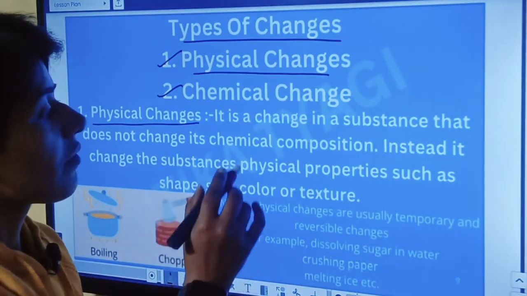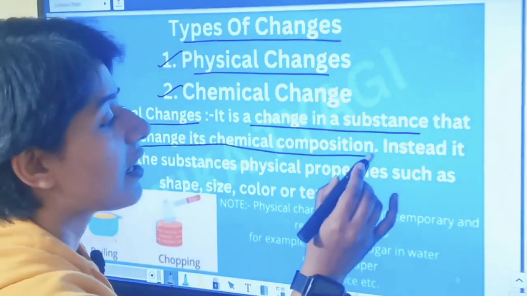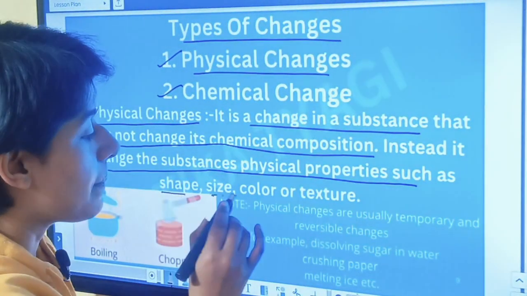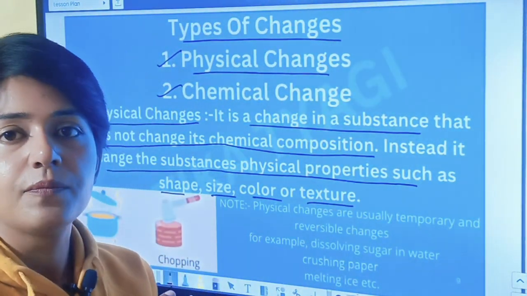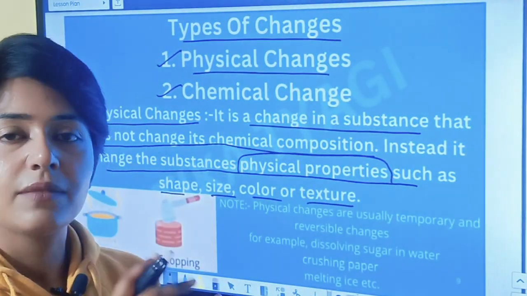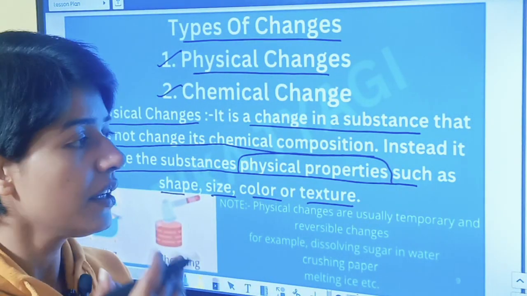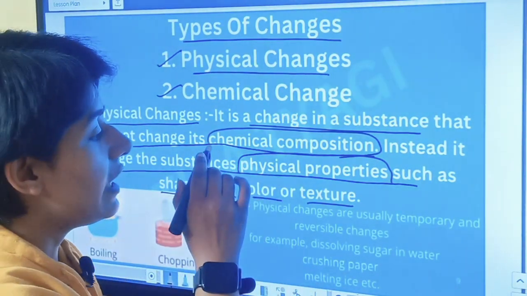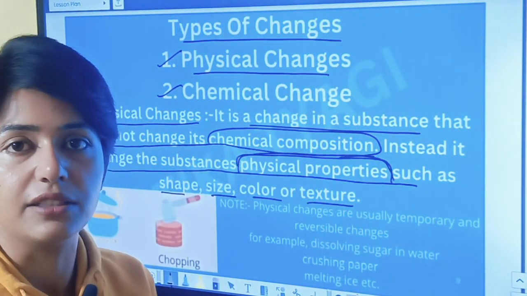Physical changes. It is a change in a substance that does not change its chemical composition. Instead, it changes the substance's physical properties such as shape, size, color, texture. This means physical changes are changes which change only the physical properties of the substance, that is its size, color, shape or texture. It never alters the chemical composition. Physical changes involve only a physical change of a substance, not a chemical composition change.